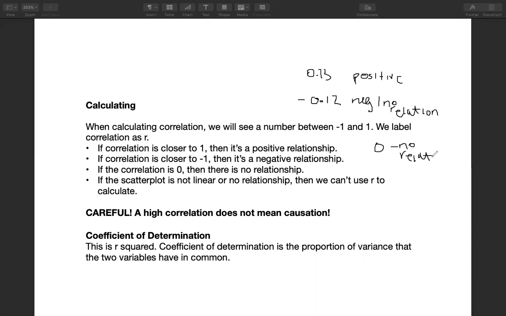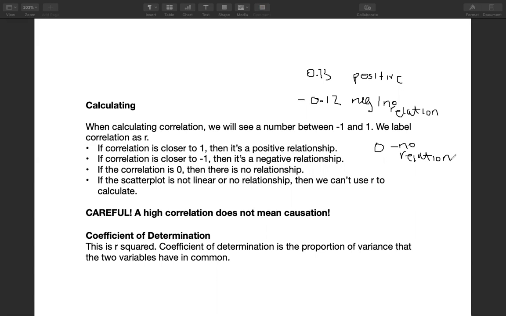If we had a -1, that is a perfectly negative relationship. If we had a positive one, it's a perfectly positive relationship. So we do want to be very careful though. A high correlation, so if we had a -1 or a 1, that these were perfectly correlated, that does not mean causation. Correlation does not mean causation. So we want to be careful of that.